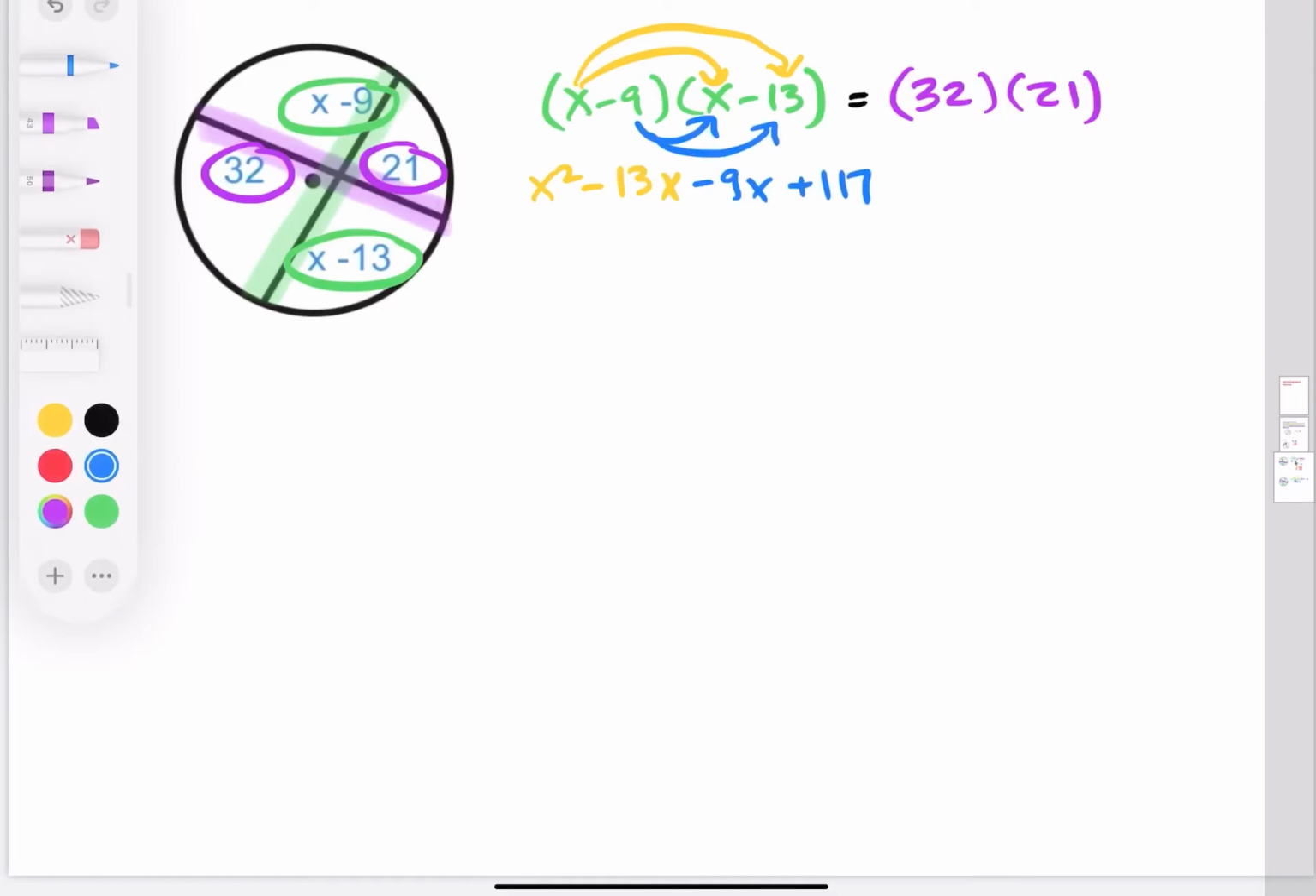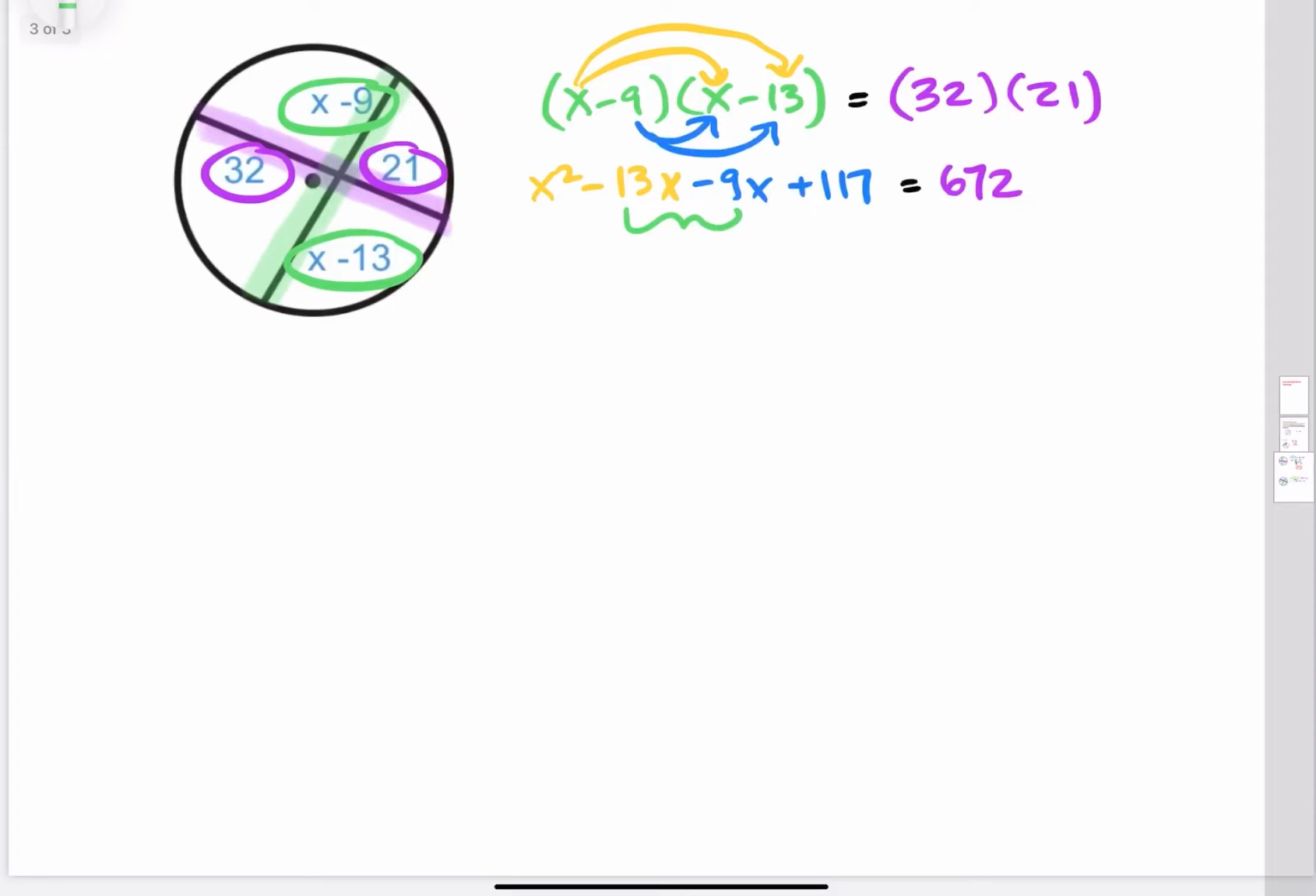Now, all of this is equal to 32 times 21. 32 times 21, that's 672. Okay, so now that I have this, we're just going to simplify this left side here by combining our middle terms. And when I combine that, I'm left with x squared, negative 13x, and negative 9x. That totals out to negative 22x. We'll bring down the 117, and all of this is still equal to 672.